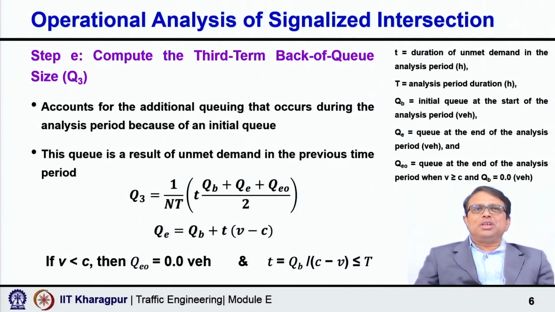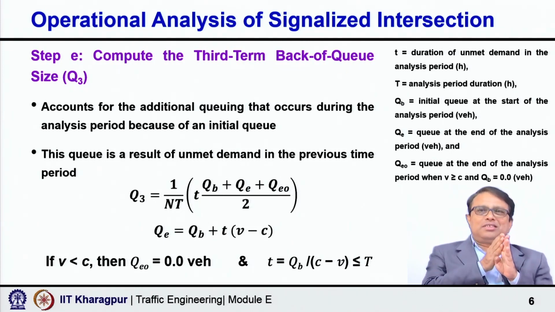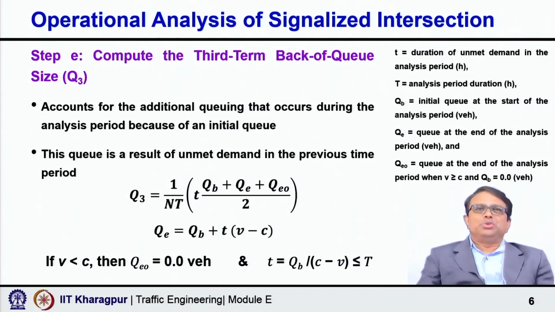The next step is the calculation of the third term of the back of the queue size, Q3. Now, this Q3 accounts for the additional queuing that occurs during the analysis period because of an initial queue. My period of analysis is known. When I am starting my analysis, at that time itself there is a queue. It does not start with zero queue. So, the effect of that queue will also be there on the overall queue and the delay. That is the component called Q3.